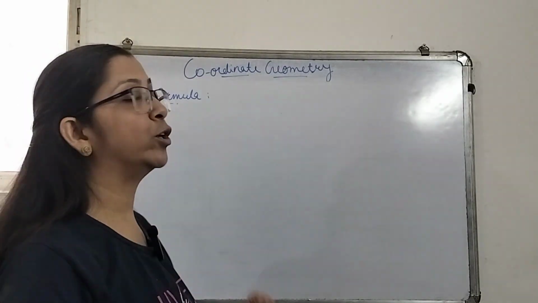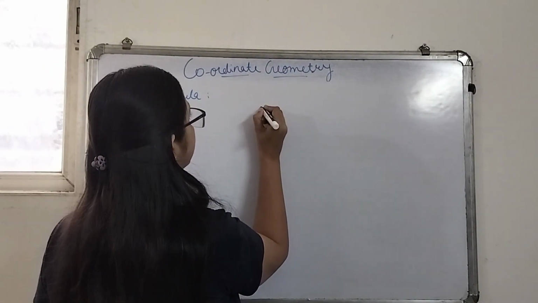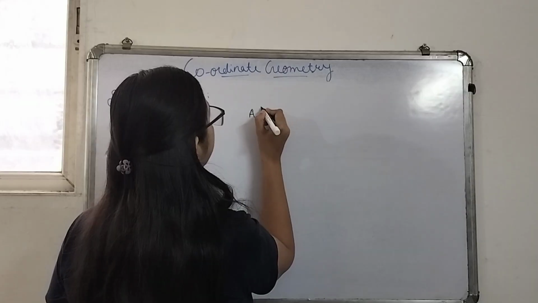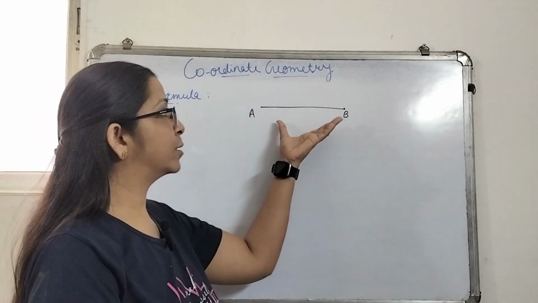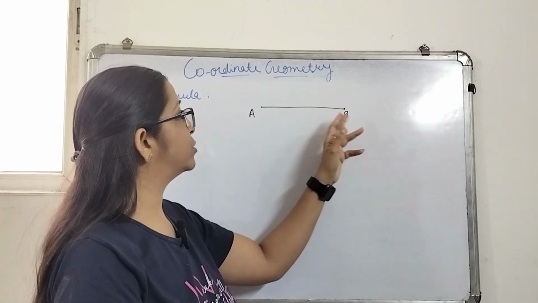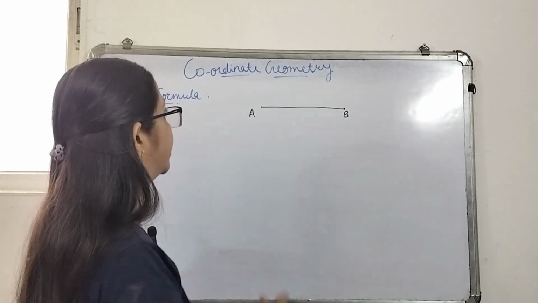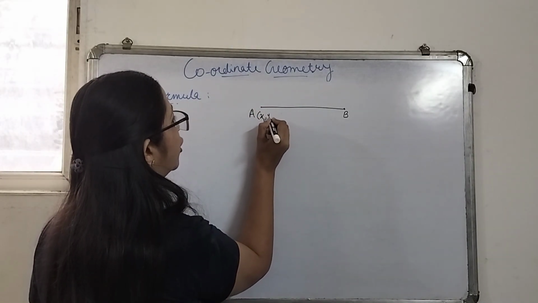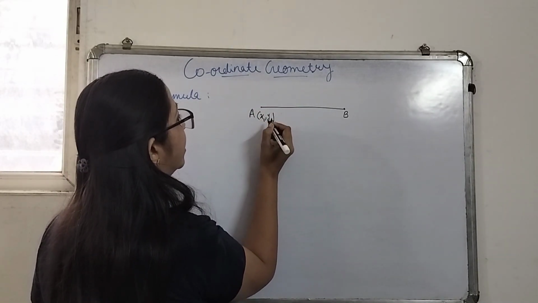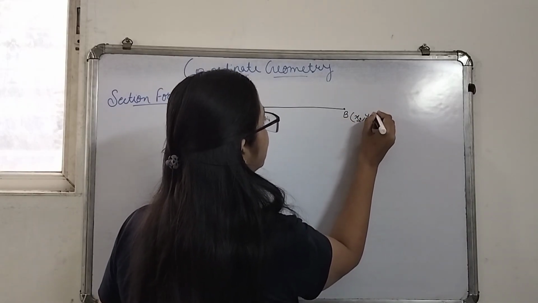Now let's see what the section formula is. Suppose there are 2 points in the plane. This is your point A and this is your point B. A line segment is there, and the endpoints of this line segment are your A and B. Suppose the coordinates of point A are x1, y1 and the coordinates of point B are x2, y2.